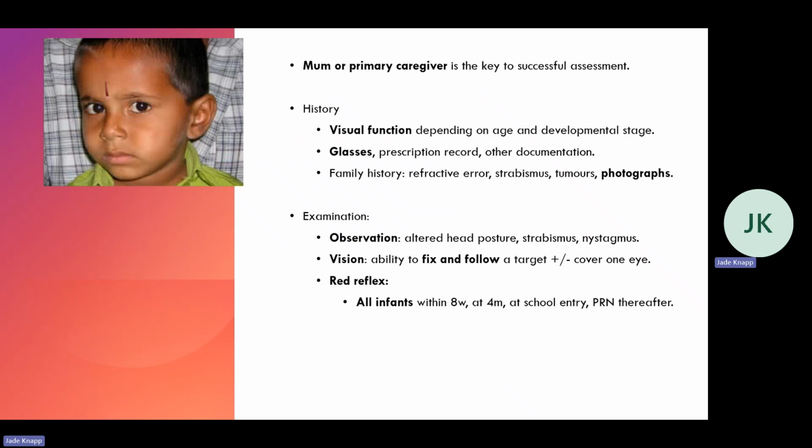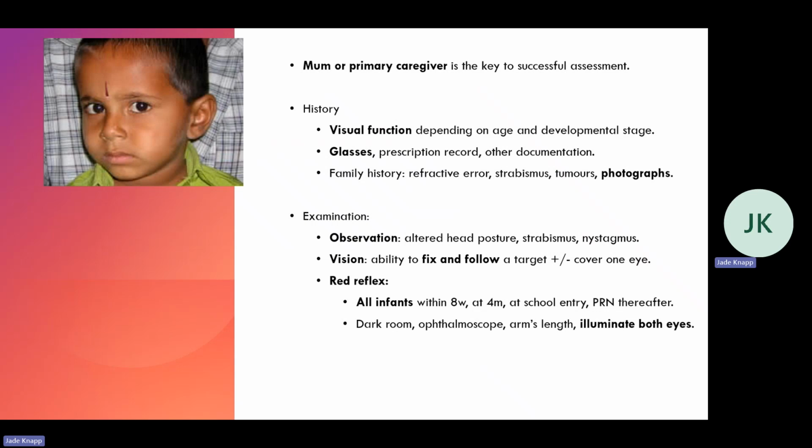I'll be doing it on our baby in the next few days, if I can find an ophthalmoscope somewhere in the hospital. And then at 4 months, then at school entry, and then as required thereafter. So it should be done multiple times in early years.